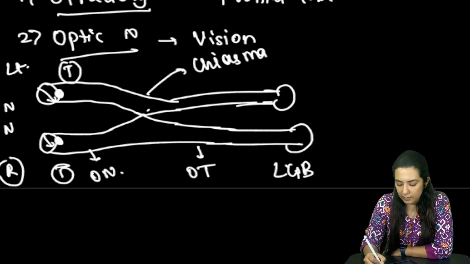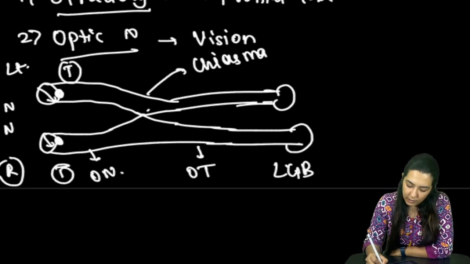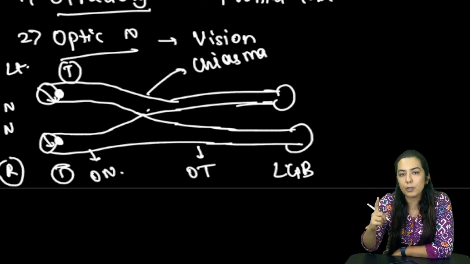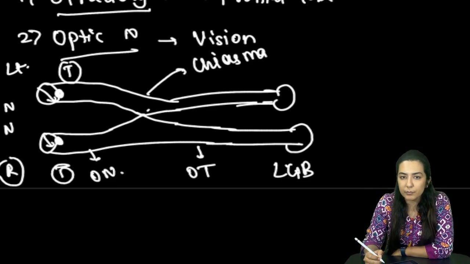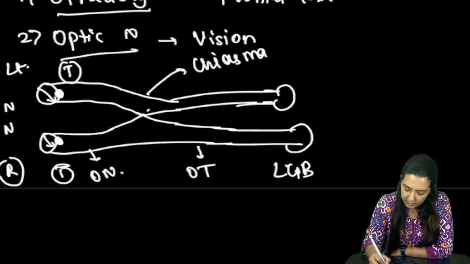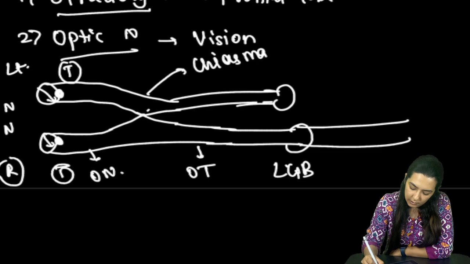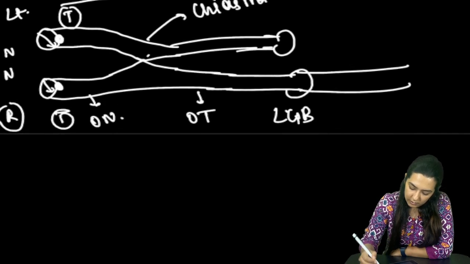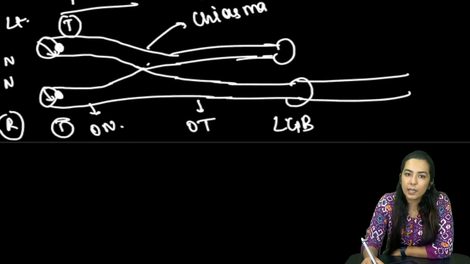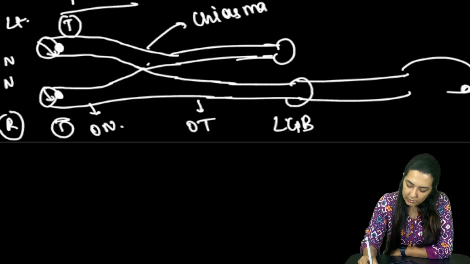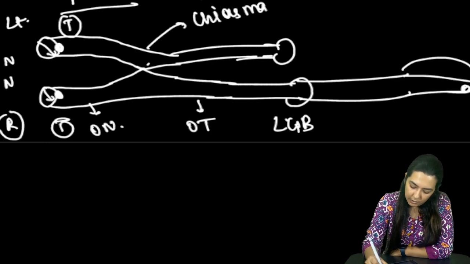From the lateral geniculate body, it will go into the temporal lobe and the parietal lobe, and it will form the optic radiations. Okay, so the optic radiation will go to the occipital lobe. Okay, so it will go to the occipital lobe, both the sides.